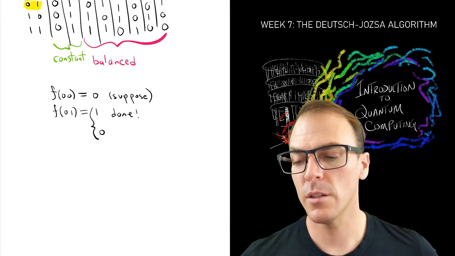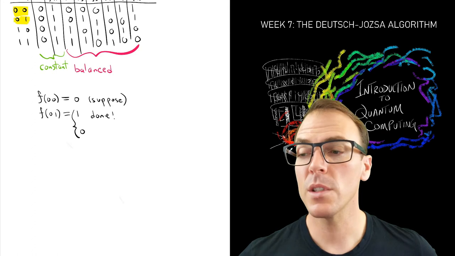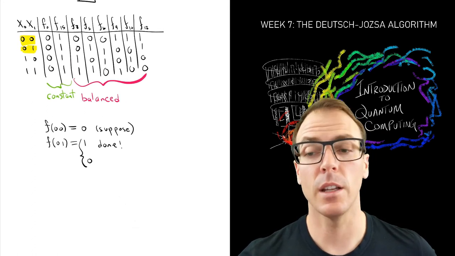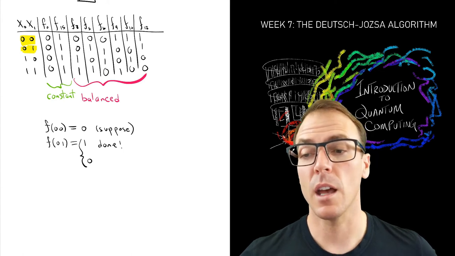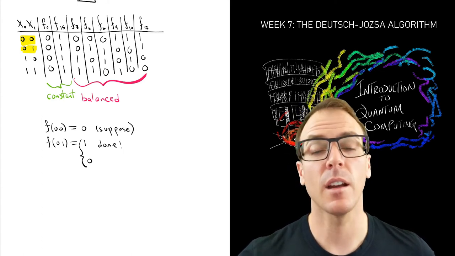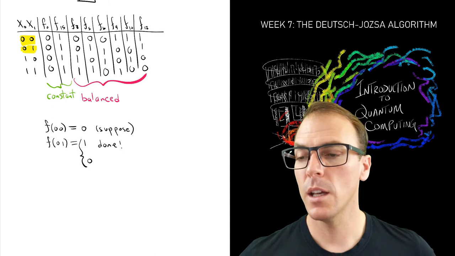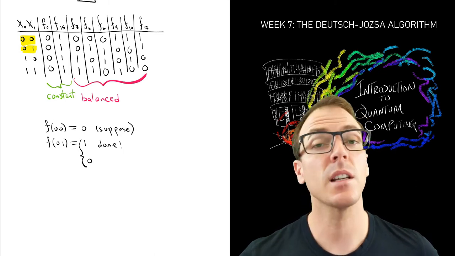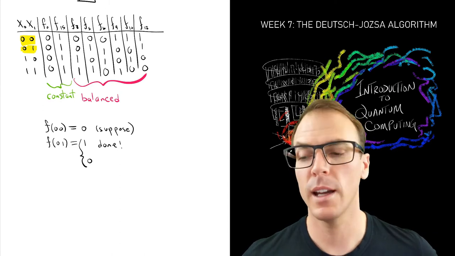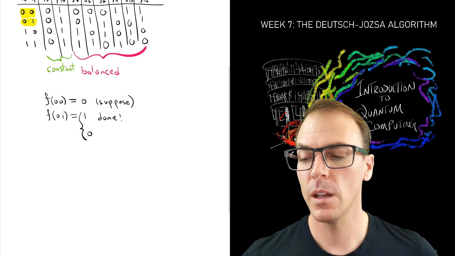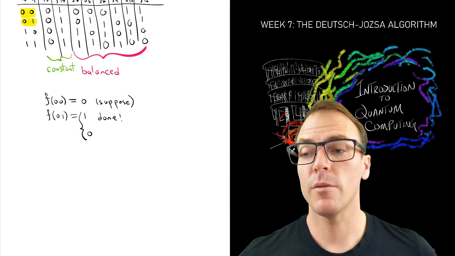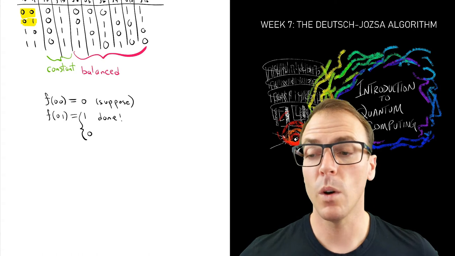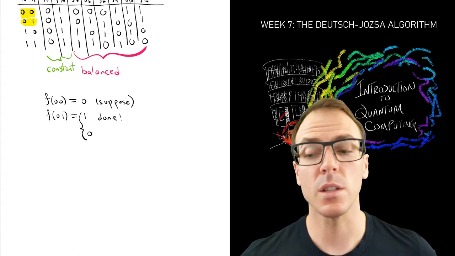All right, what if it's 0? Then we're still not done. If it's 0, we've eliminated F5 and F6. Remember that F15, F9, F10, F12 have already been eliminated. Now F5 and F6 are also eliminated because they have 1 at the output of 0, 1. That means we're left with F3 and F0, and we see that one of them is constant and one of them is balanced, so we're still not done.